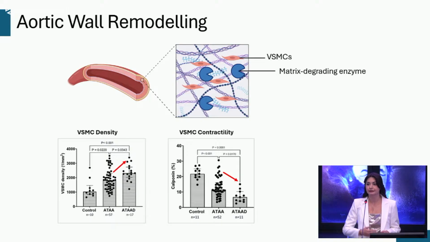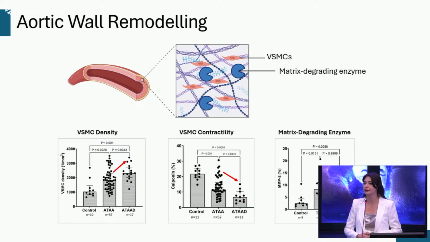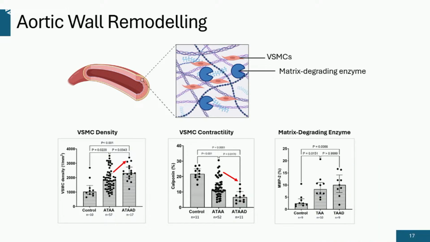In this phase, the cells start to produce enzymes to help the wall to repair. And one of these enzymes are MMPs. And we see indeed there is an increase in the production of those enzymes that may break down further the wall.